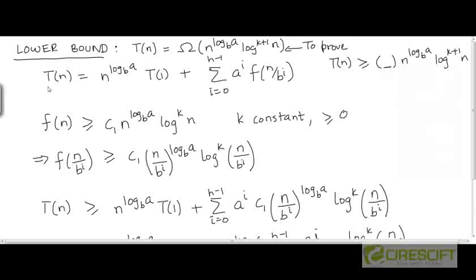So let's start from the expression for T of n, the familiar expression which we've seen several times now. T of n is n to the power log base b of a multiplied by T of 1 plus the summation of I equals 0 to h minus 1 a to the power I times f of n by b to the power I. These are the costs associated with the leaves of the recursion tree. These are the costs associated with the non-leaf nodes of the recursion tree, summed up level by level.